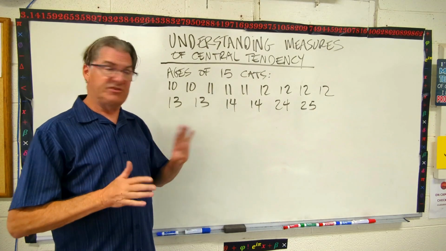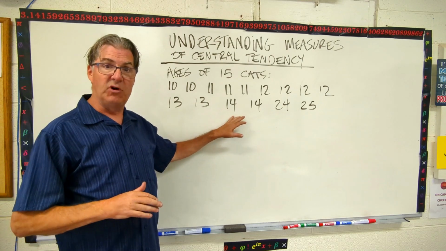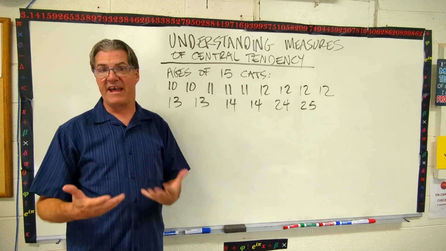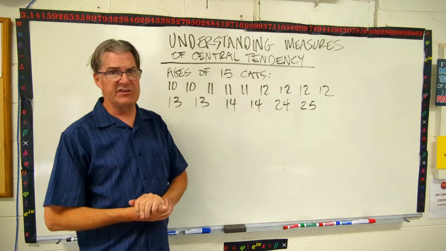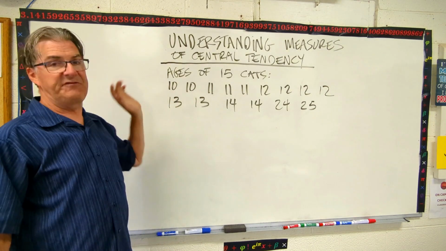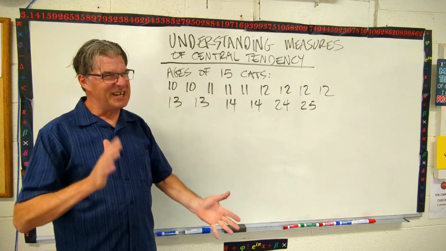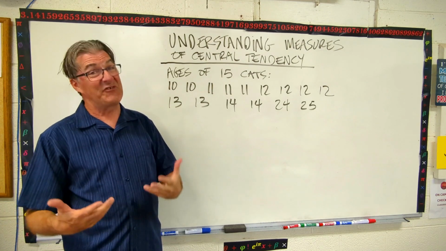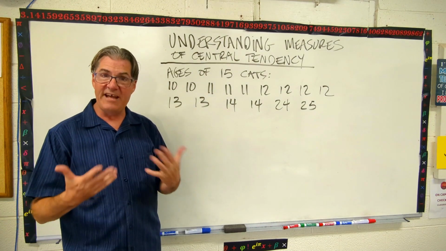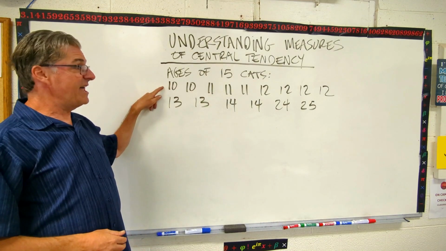So we're going to use a small data set right here in this example and bring out some of those ideas. So first off, here's our data set. Ages of 15 cats. I don't know about you, but I think the textbook authors liked cats for some reason. We keep getting examples with cats. So here are our ages.